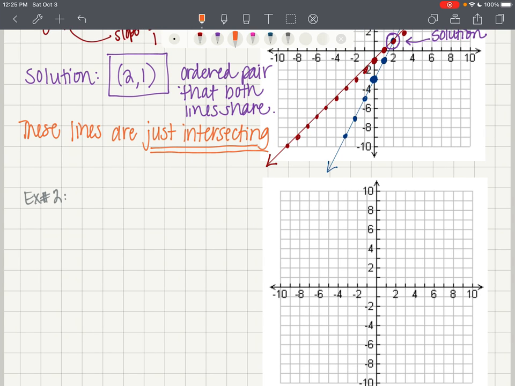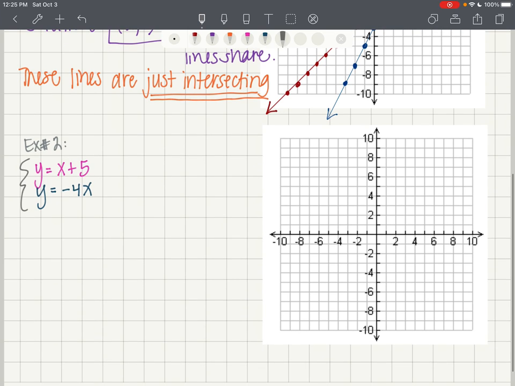Okay, here's another example. We've got y equals x plus 5, and we have y equals negative 4x. So we're going to consider these two together on the same grid. Y equals x plus 5.